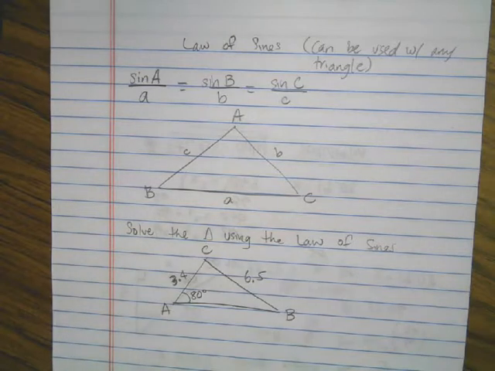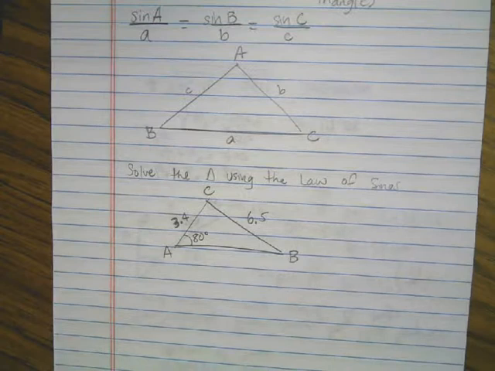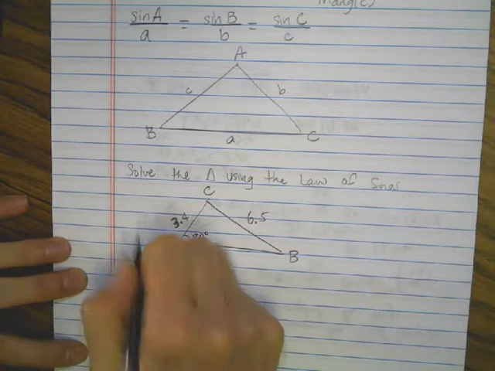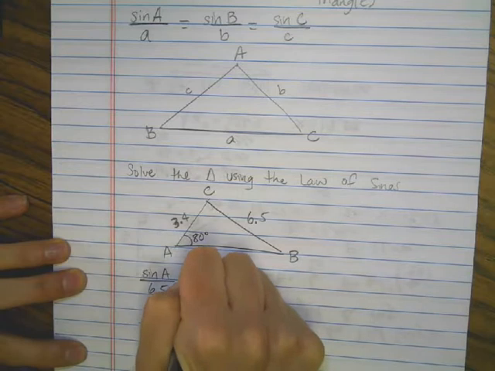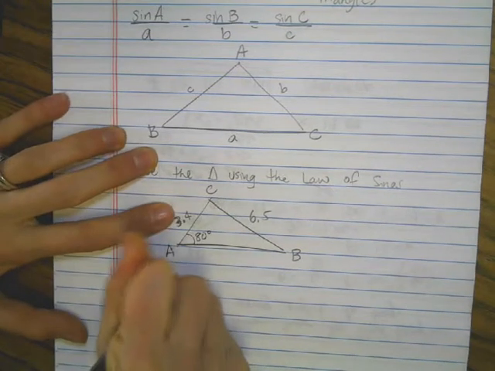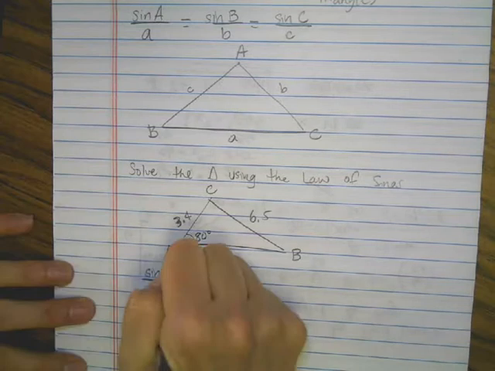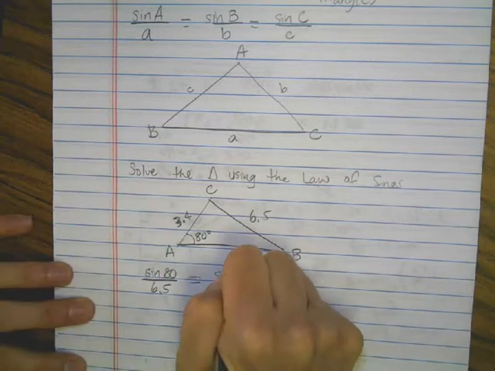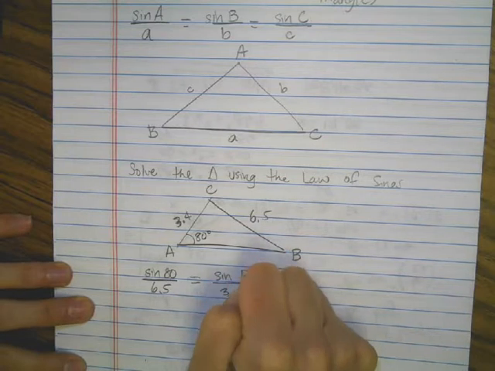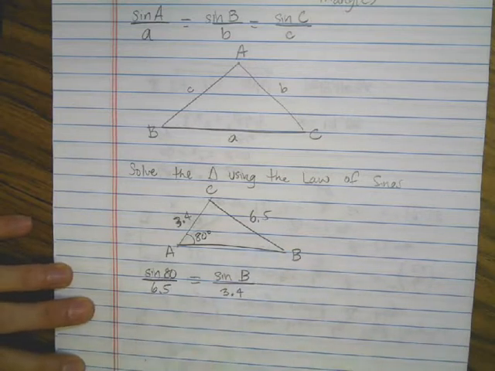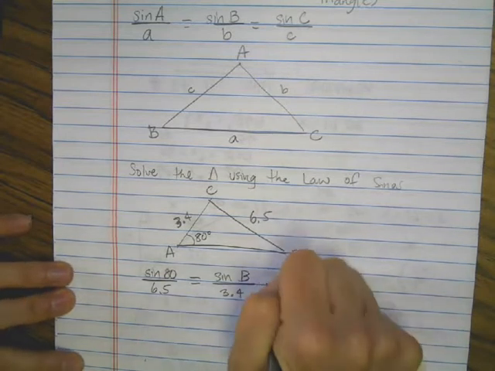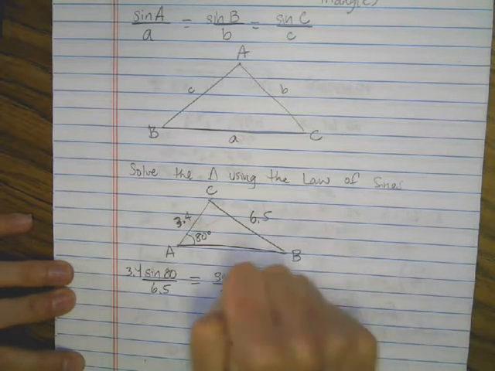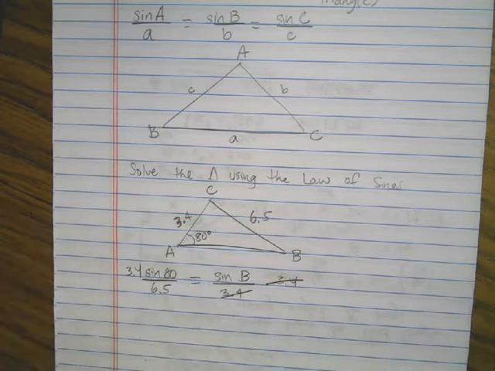It's helpful if you draw the triangle out. The first thing I'm going to do is say sine of A over a. So sine of A over 6.5, or sine of 80 over 6.5, equals sine of B over 3.4. I'm using B and 3.4 because they're across from each other, and now I can solve. To solve, I multiply both sides by 3.4.